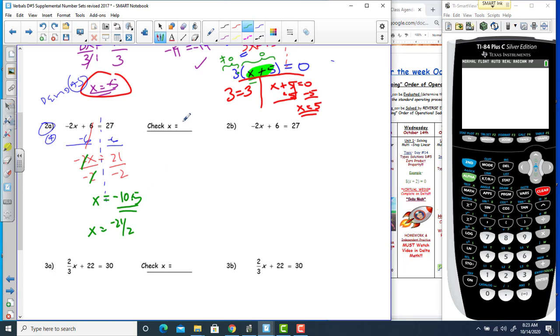Is it true that negative 2 times negative 10 halves increased by 6 will in fact equal 27? If a negative times a negative is a positive, and when I double 10.5, I get 11. No, sorry, I get 21. And 21 plus 6 equals 27. And 27 does in fact equal 27. So it appears to work.